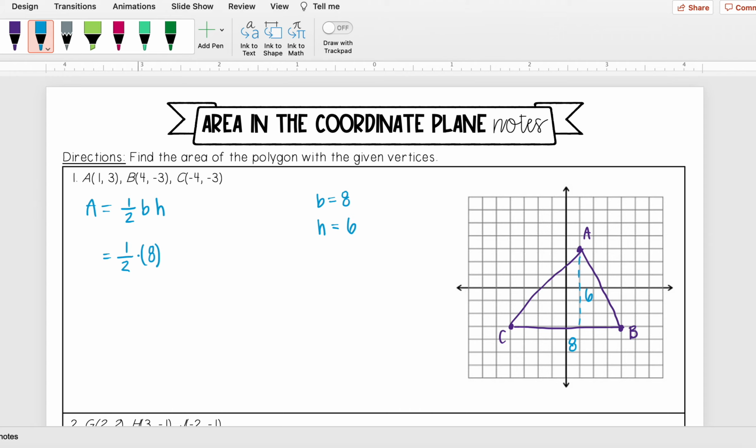So that means that my area is going to be 1/2 times 8 times 6. Well, 8 times 6 is 48. And then when I take half of 48, I get that my area is equal to 24 units squared.